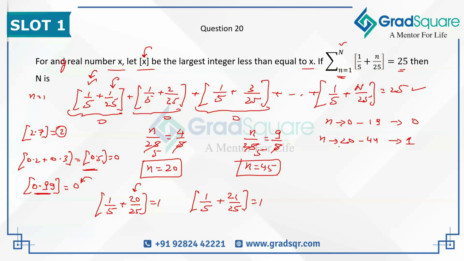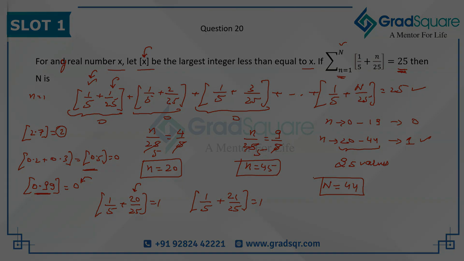Clear? So how many values are there between 20 and 44, both included? 44 minus 19 will give you 25 values. So 25 values, and every time the value was 1. So 1 added 25 times will give you the number 25. So you don't have to go to n equals to 45. You will stop at n equals to 44, and that becomes your answer to this question.